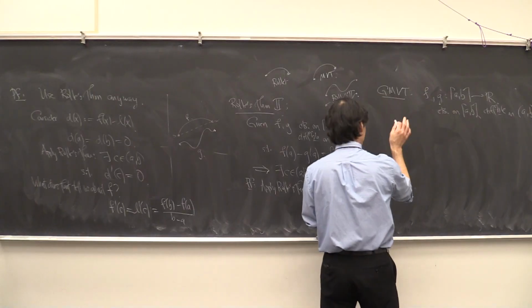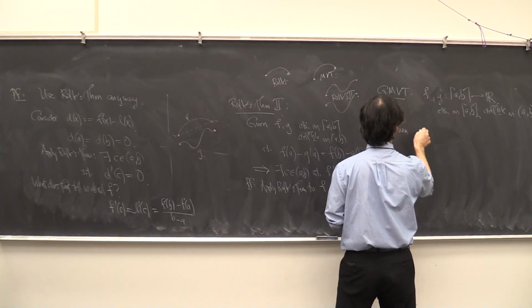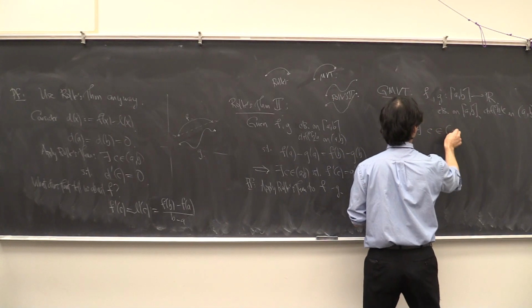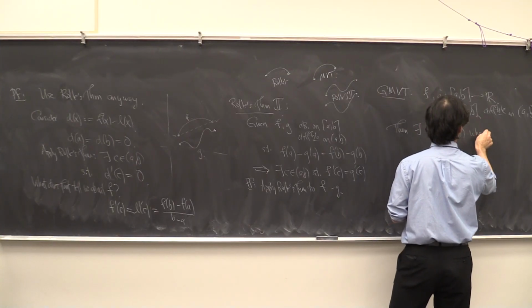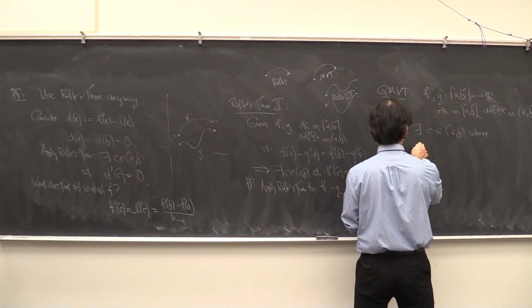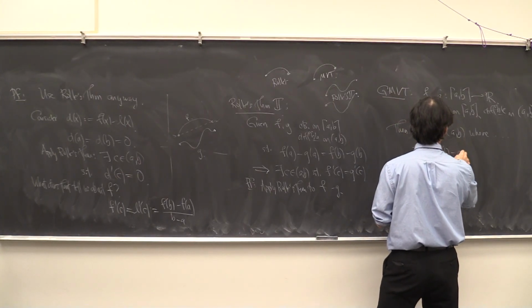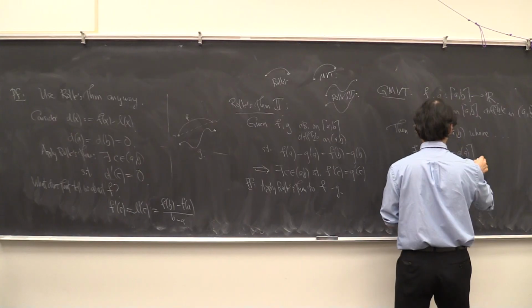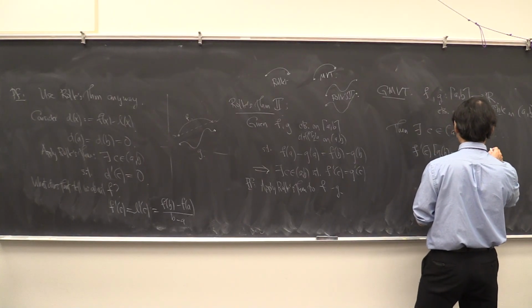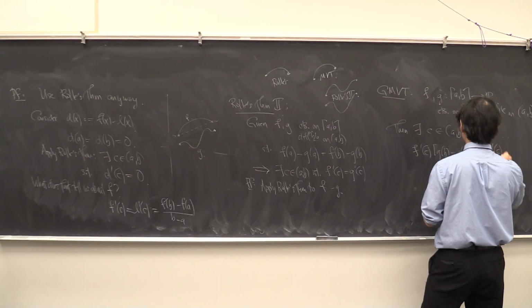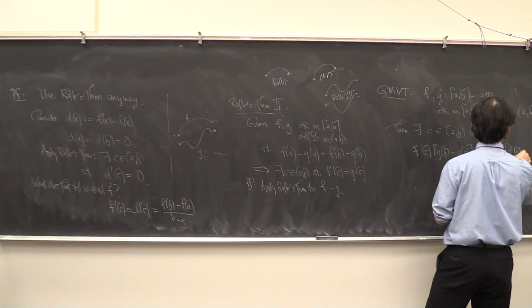Okay, so then there exists a point c in (a, b) where f prime c times g of b minus g of a equals g prime c times f of b minus f of a.